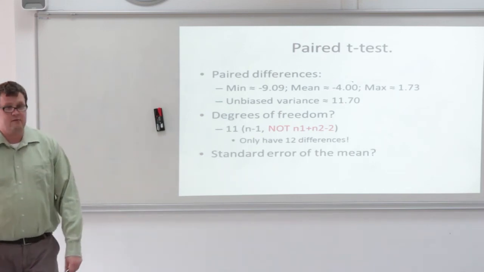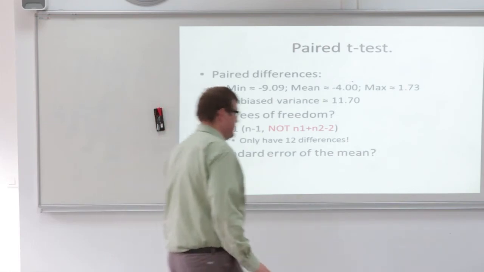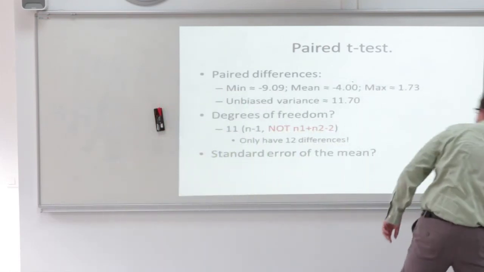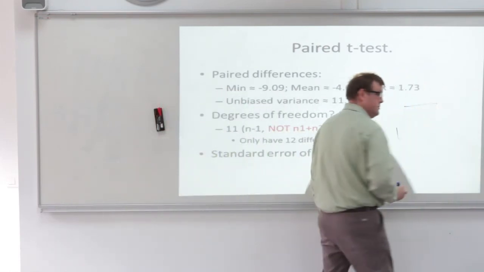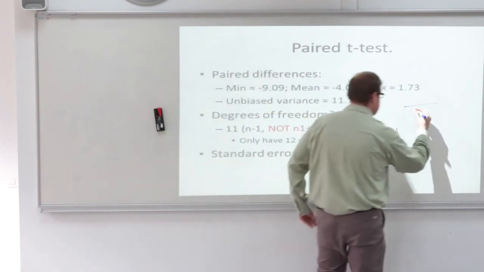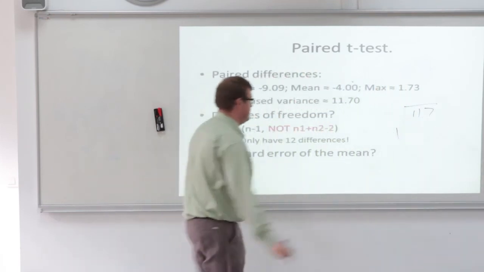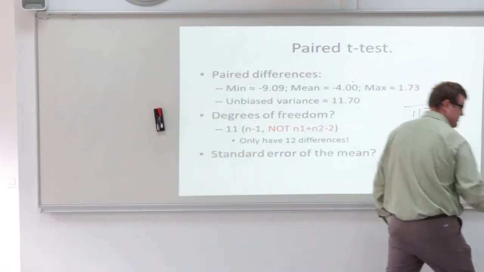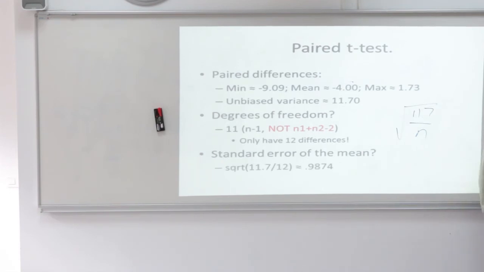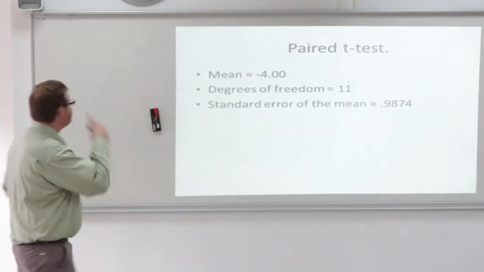What's the standard error of the mean? Square root of the unbiased variance divided by n. Ding, ding, ding, ding, ding. Yes, that's exactly correct. Okay, so that's exactly right.